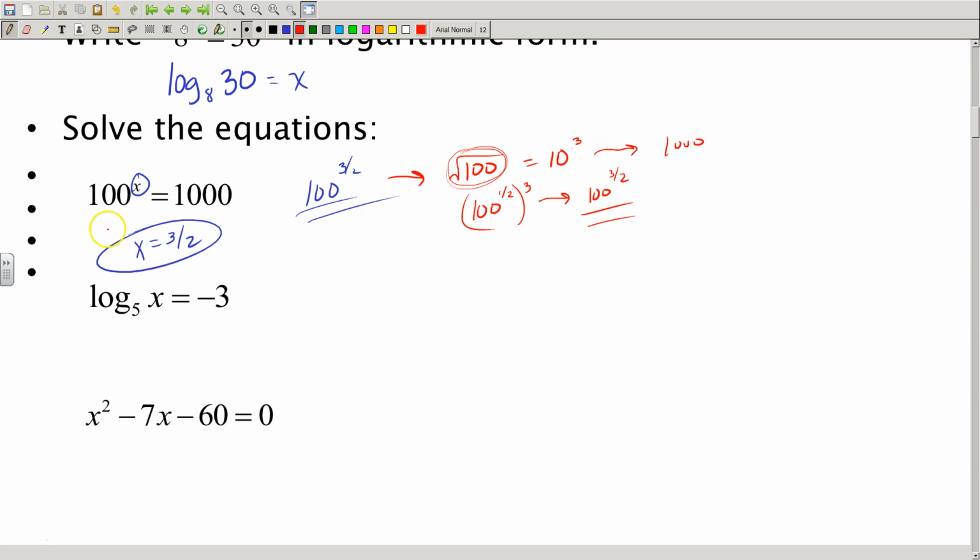But today we're really going to be thinking about how to solve this type of problem, and we can use actual logarithms to do that.